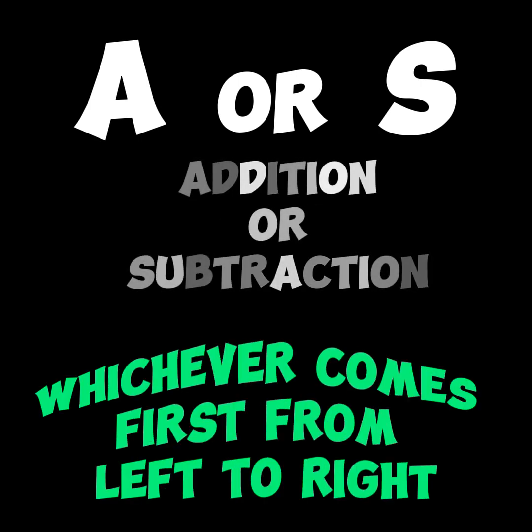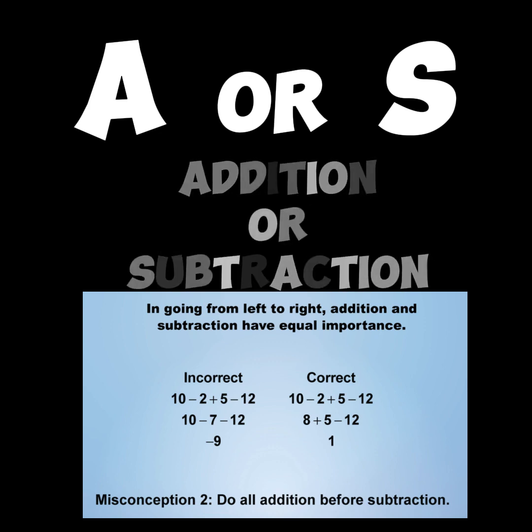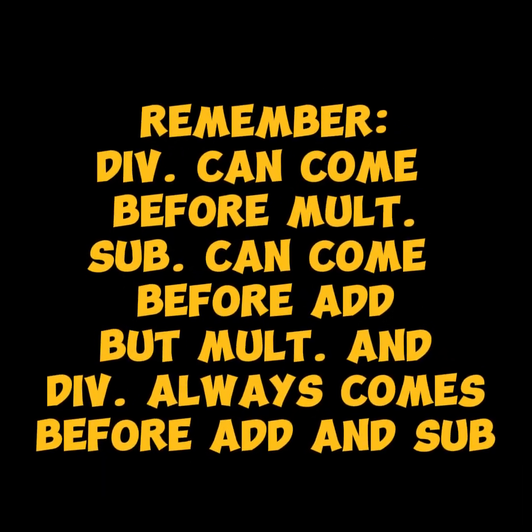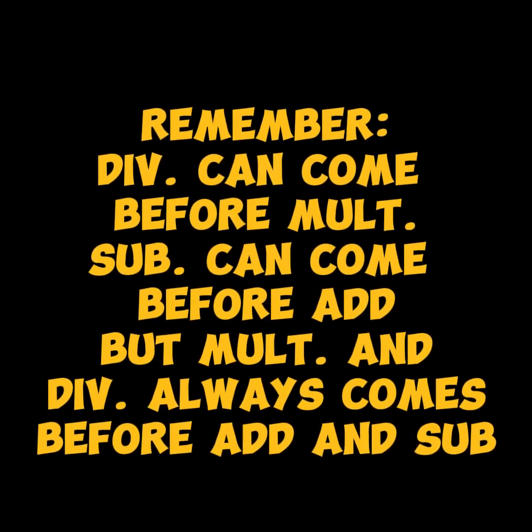Now, that's the same rule, something to remember, same as with multiplication and division. If subtraction comes before addition, then we solve subtraction. We always go from left to right with the M and D and the A and S. However, if subtraction comes before division, you have to do division first.